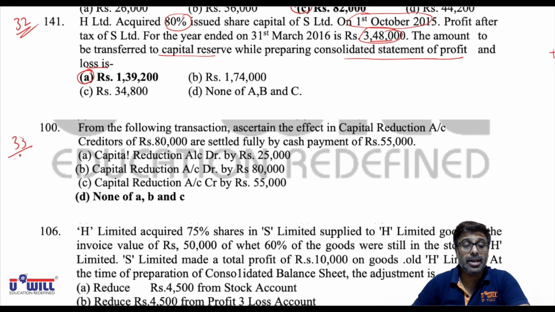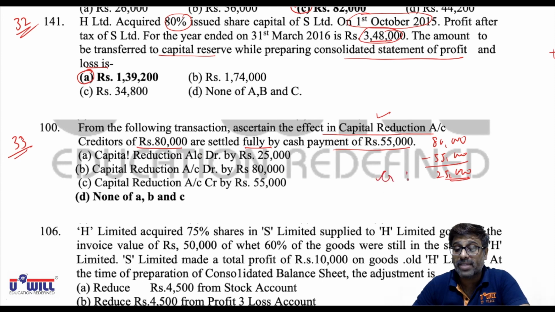Look at question 100. From the following transactions, ascertain the effect in capital reduction account. Creditors are 80,000 settled fully by cash payment of 55,000. So in capital reduction, 80 minus 55. What amount will go in capital reduction? 25,000. That will go in capital reduction. So we have to credit capital reduction account with 25,000.